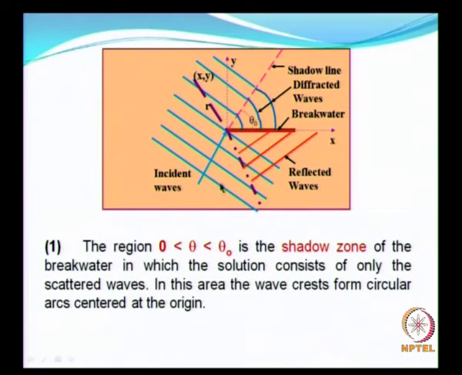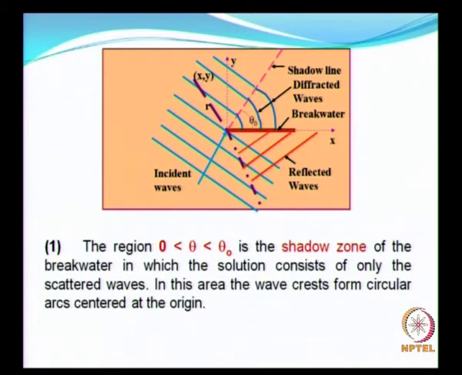We considered the normal angle of incidence, but the waves can approach from any angle. In this picture we have a structure here, and we see the waves coming in this direction. So we will examine that there will be clearly three distinct zones. What are the three distinct zones?